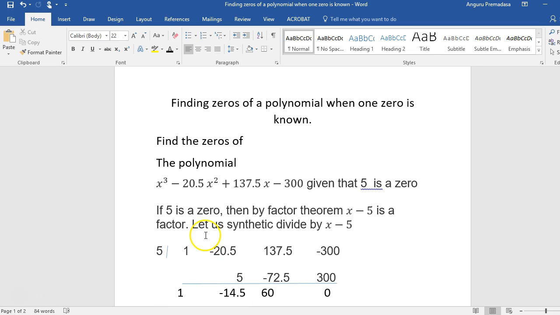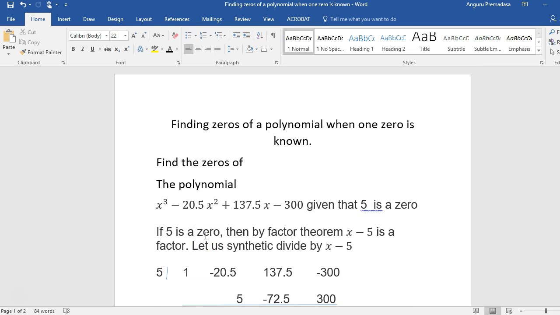So in this video, we'll be finding the zeros of a polynomial when one zero is known. So the question is, find the zeros of the polynomial x cubed minus 20.5x squared plus 137.5x minus 300. This video will help you in some of your practice problems as well as when doing assessment 10. And given, of course, that 5 is a zero.